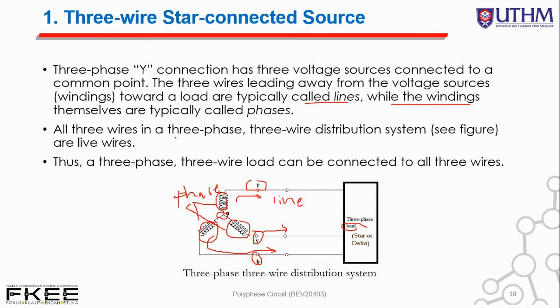And all 3 wires in the 3-phase 3-wire distribution system, see figures, are all live wires. So these are all live wires. Thus a 3-wire load can be connected to all three wires respectively. So we have our phase, which is connected to a live line, and another phase and live line over here, and another phase and live line for B phase.